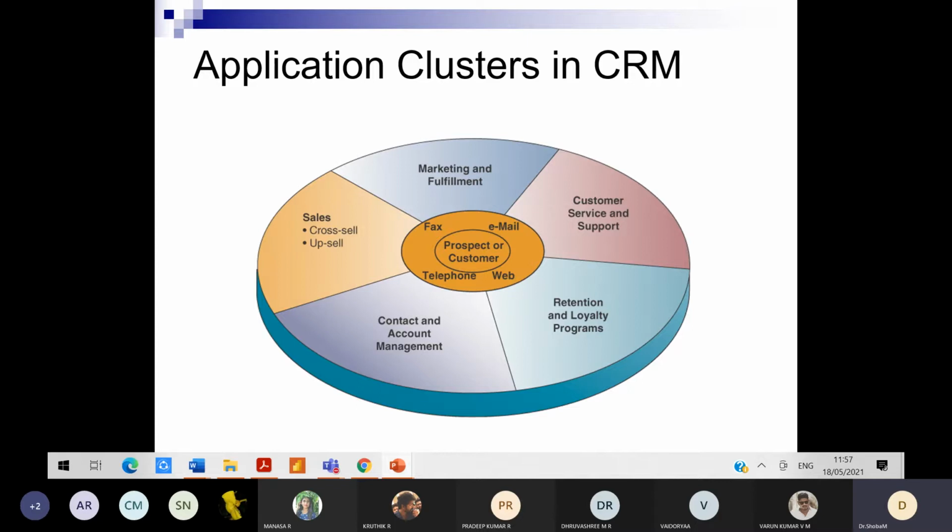So I had started with CRM, that is customer relationship management. I think we were on this particular slide, the application clusters in CRM. So I'll just continue from this point.